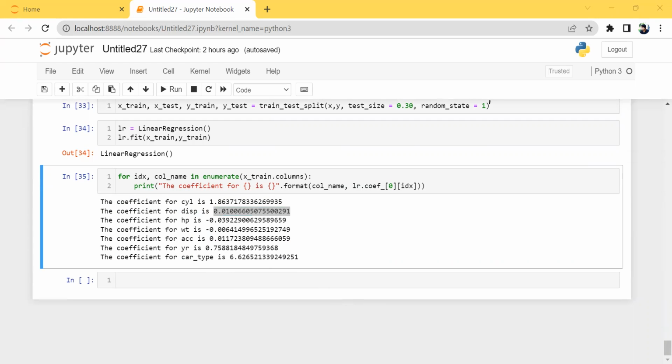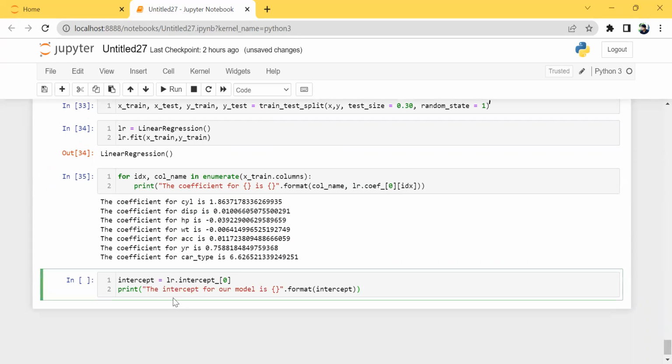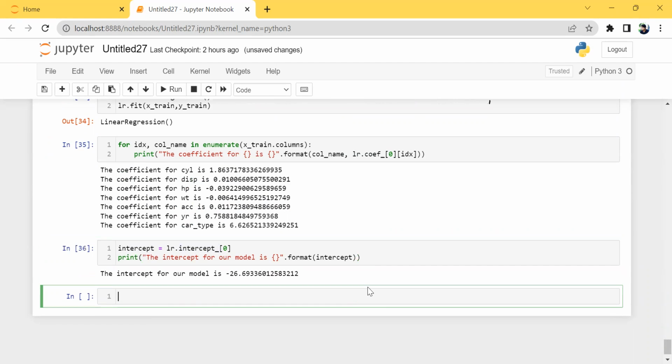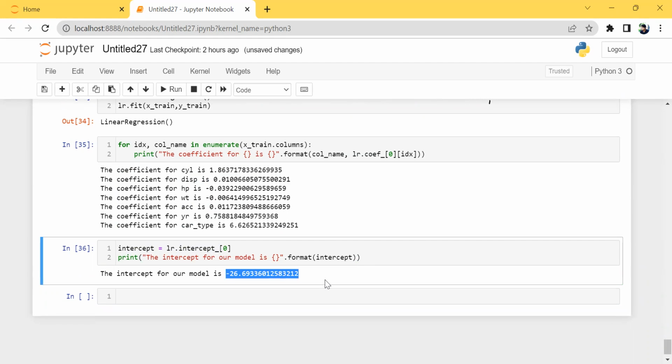And now when you try to print the intercept here, so what happens? This is the intercept. I'm creating a variable that is intercept, and I'm telling my model dot intercept underscore. What happens when you hit shift enter? You'll get minus 26.6933. So what is this explaining? What is it actually explaining here?